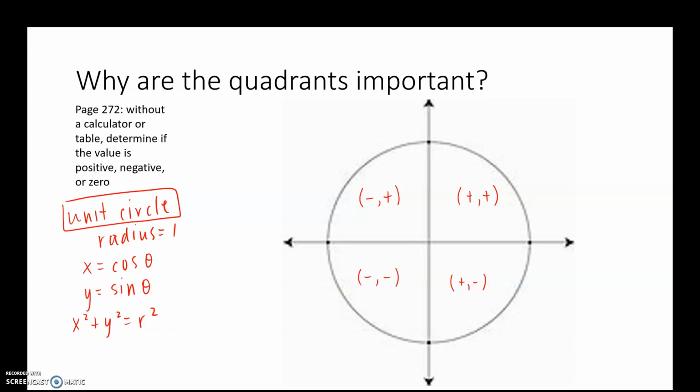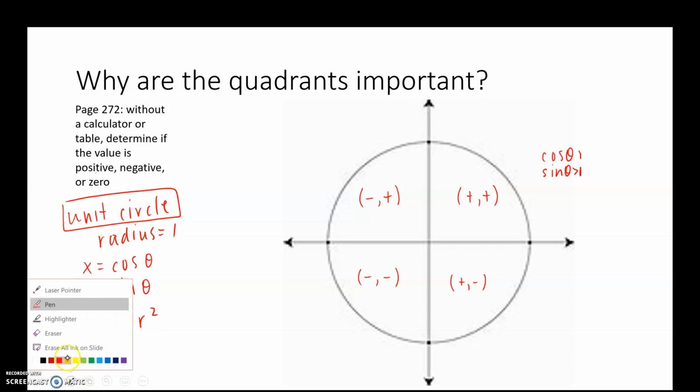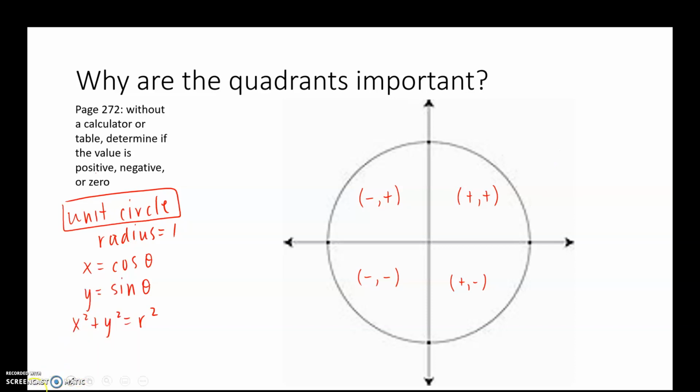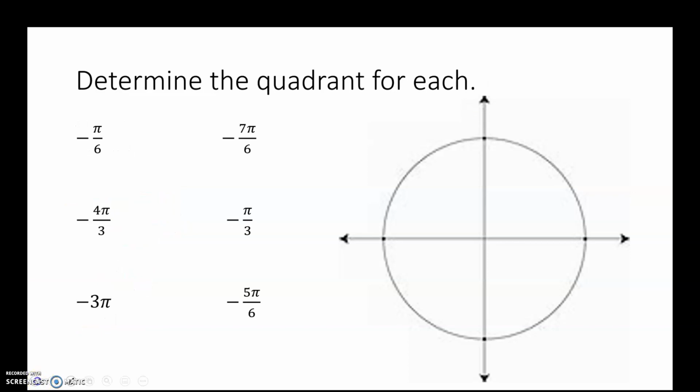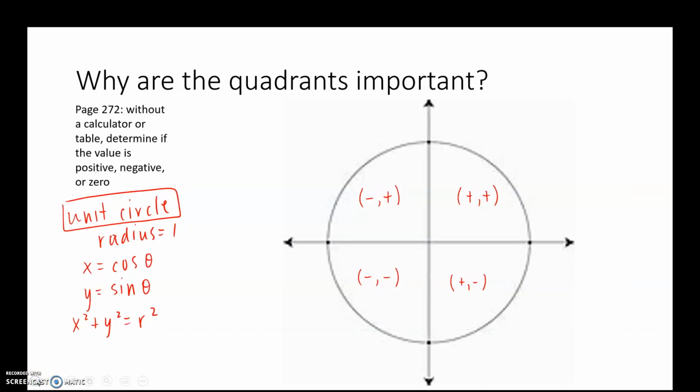So when I look at my first quadrant, if both my x and my y value are positive, then if an angle's in the first quadrant, cosine and sine are both greater than 0. Okay, so in the first quadrant, cosine is positive because cosine is the x-coordinate. Sine is also positive because sine is the y-coordinate. And I've done this on the homework. This is just to reiterate it if you need more help.